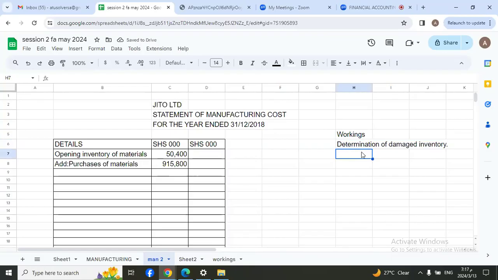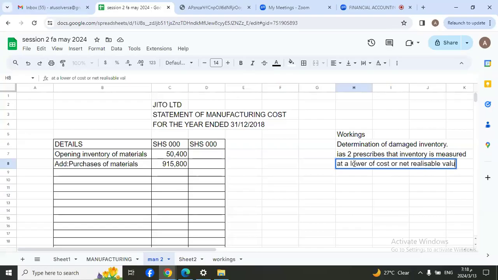This is not necessary, but I'm going to write it. IAS 2 prescribes that inventory is measured at cost or net realizable value.